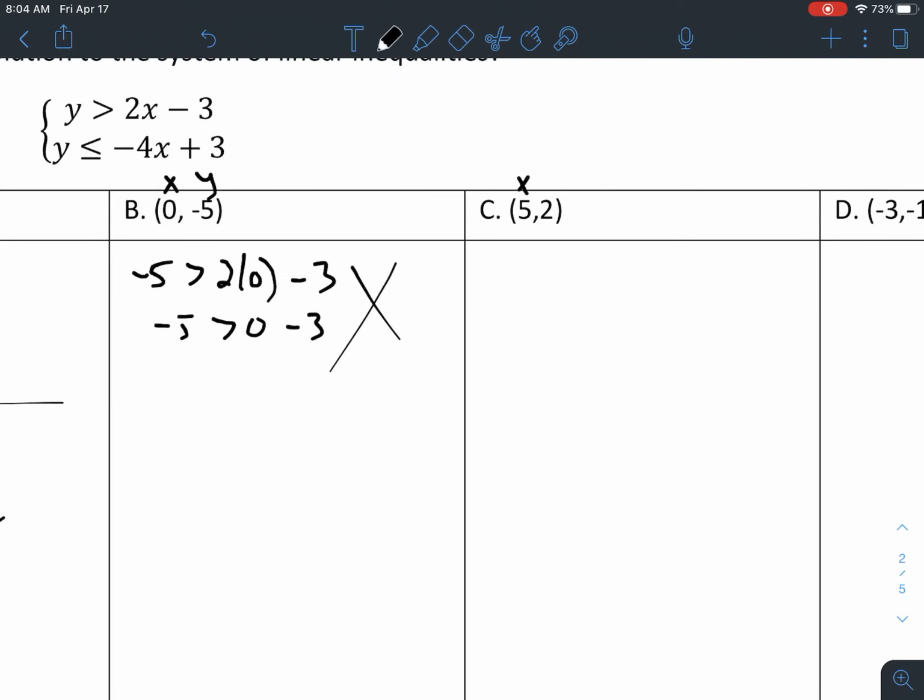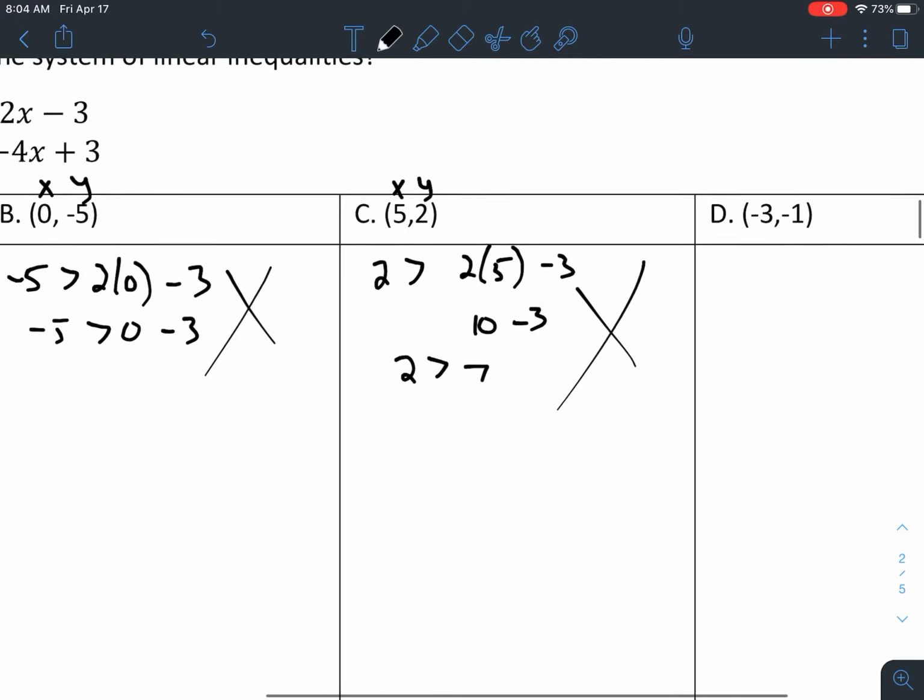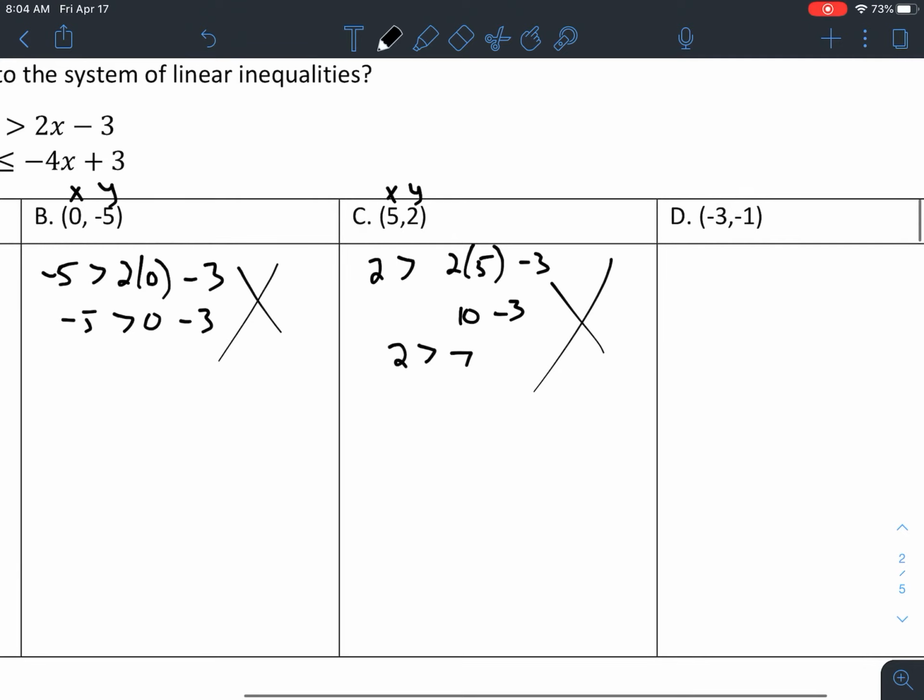Once again, try C, x, y. 2 is greater than 2 times 5 minus 3. 2 times 5 gives us 10, minus 3 gives us 7. 2 is not greater than 7. We know that one does not work. Let's try this one now.